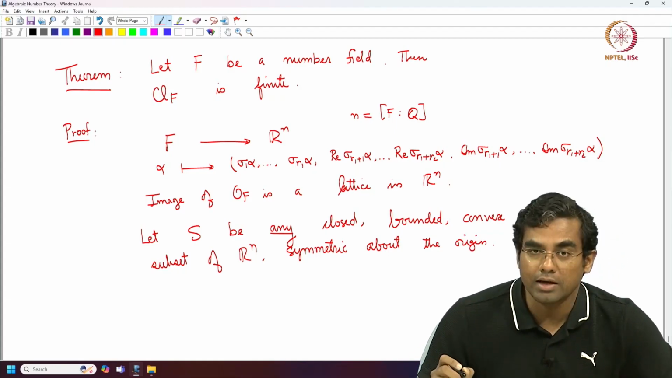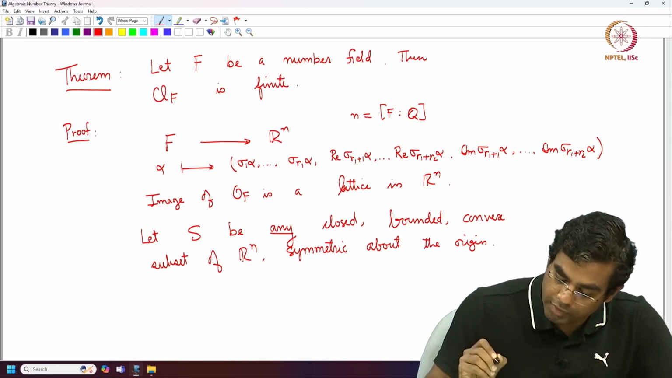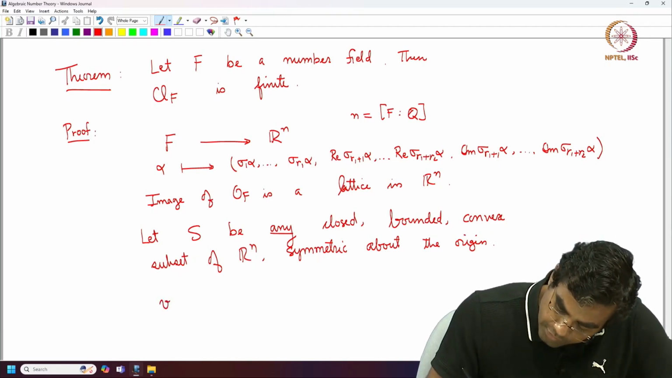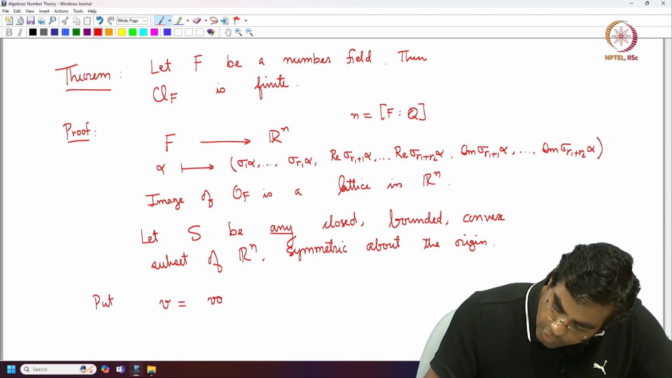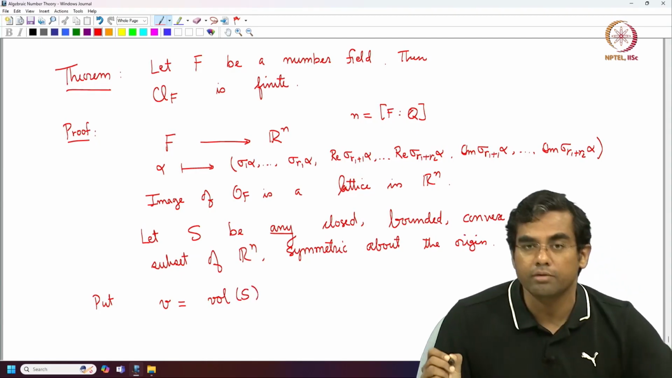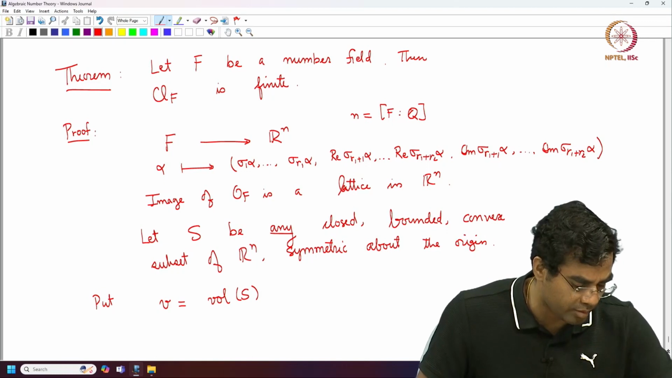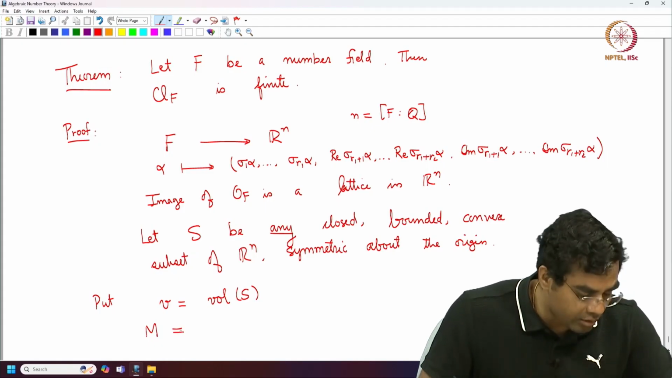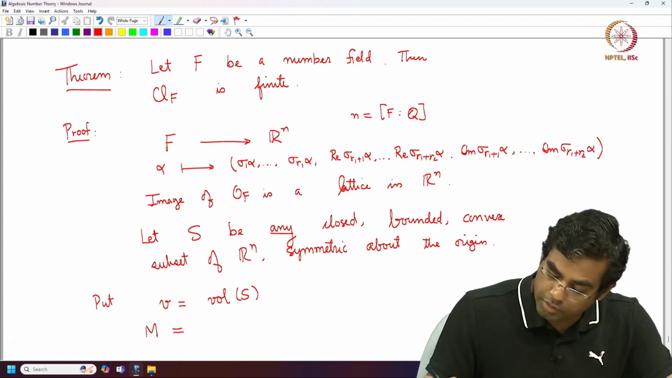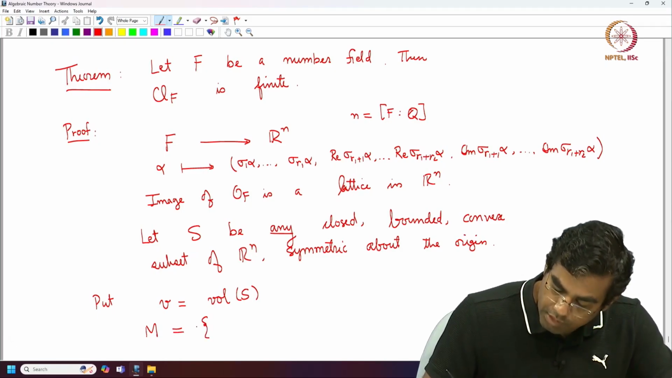Now, we want to dilate S, as I said, and we are going to use two quantities for this. First, put V to be the volume of S. At the moment we are taking S to be anything, so this volume could be really tiny or it could be really large, we do not know. And the second quantity is something that is related to norm. Okay. So, what this is, is the max of all quantities like this.